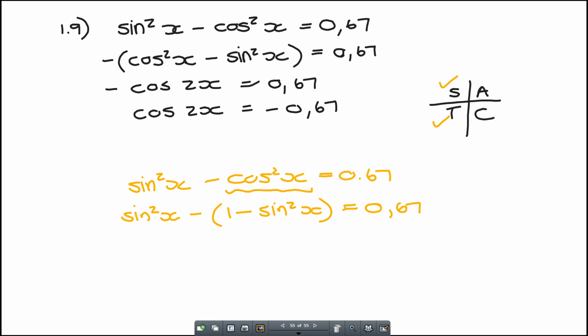Julle nog reg? Then I multiply in that negative. Can I only write the left-hand side? It will be equal to 0,67 the whole time. Okay, then sin squared x plus sin squared x will give me 2 sin squared x minus 1. En dis dieselfde as wat?